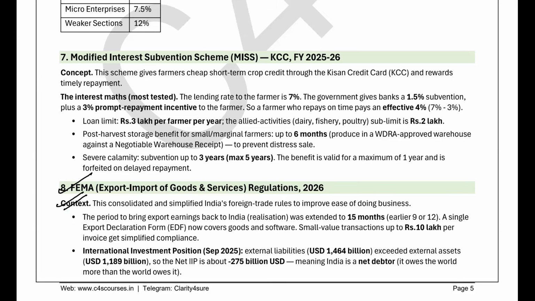The context what it is talking about: this consolidated and simplified Indian foreign trade rules to improve ease of doing business. Please try to understand the period to bring export earnings back to India. That is realization. That is the period to bring export earnings back to India. Why should the realization be there?